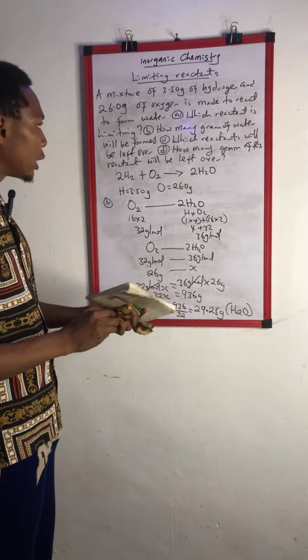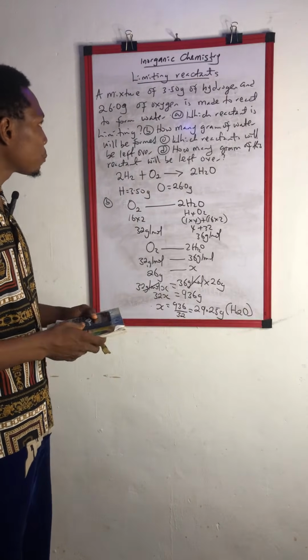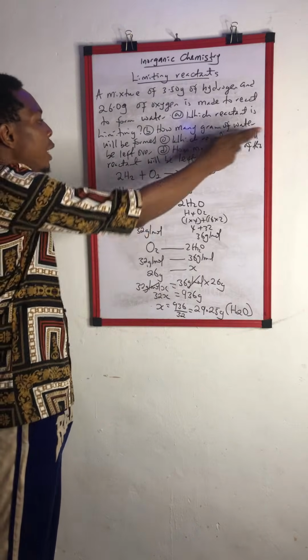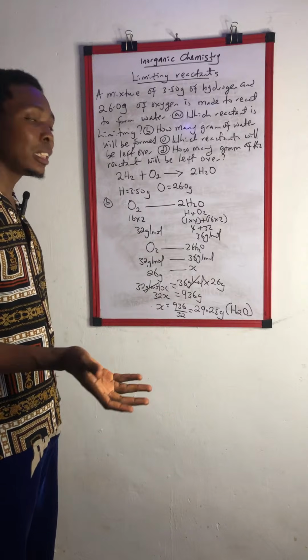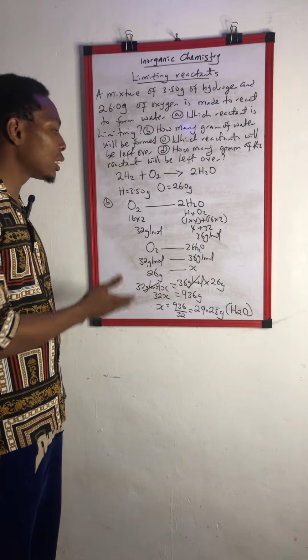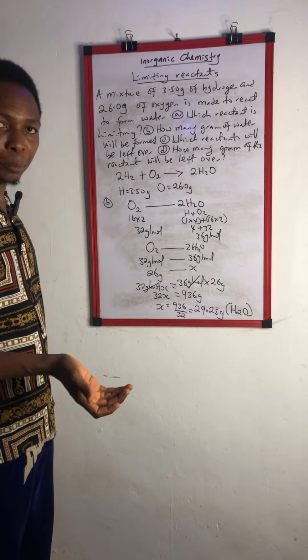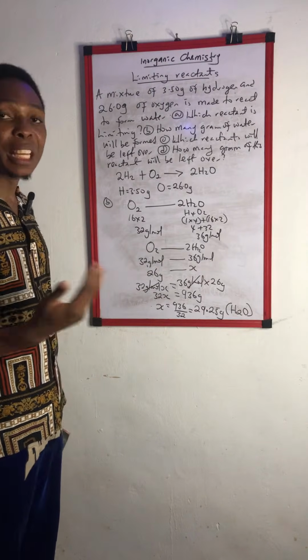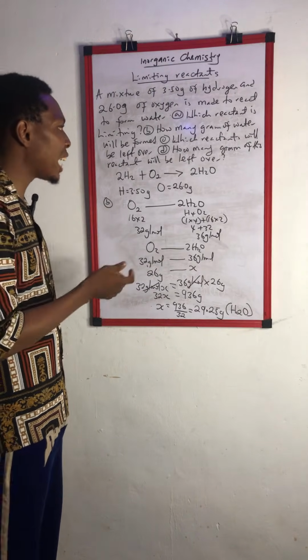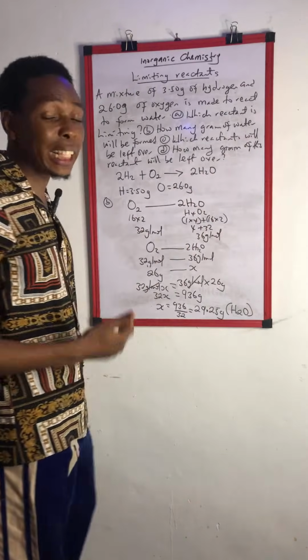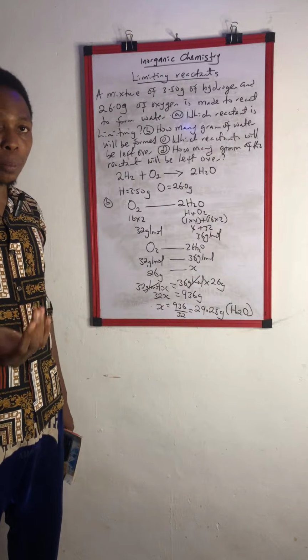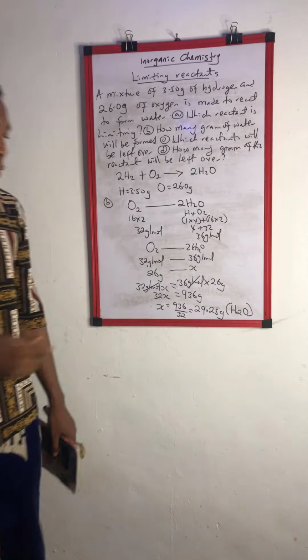So the next question, we are now asked, which reactants will be left over? You already know. The reactant that will be left over is what? Hydrogen. So hydrogen will be left over. Then we are now asked, how many grams of this reactant will be left over? That is, how many grams of hydrogen will be left over? Okay, so copy this.